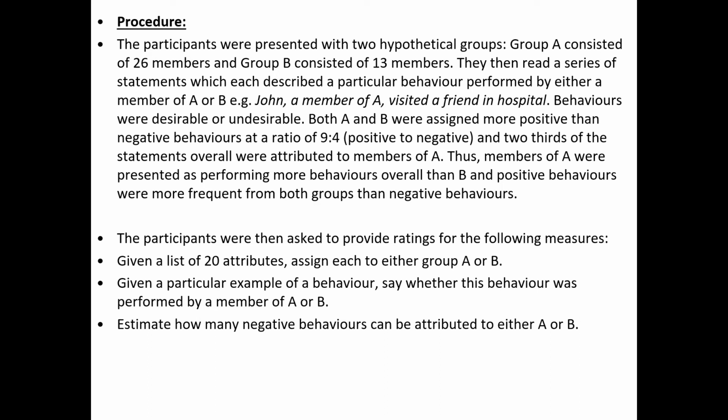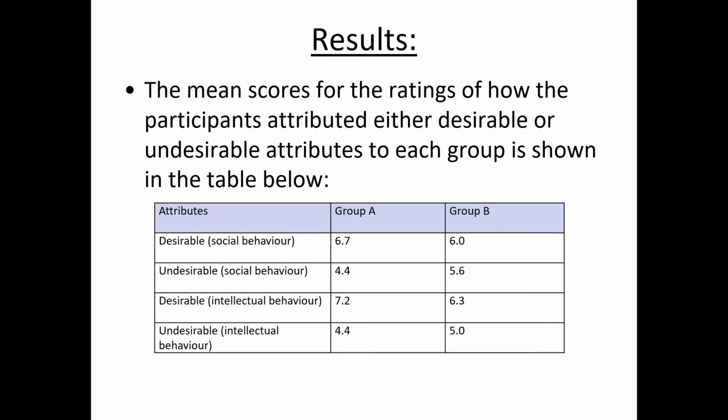So what they did was read through the descriptions of group A and B and what the members of the groups did. And then they had to rank or rate the members of A or B on 20 attributes, saying whether the behaviour was performed by a member of A or B, and estimate how many negative behaviours could be attributed to A or B. So the results were interesting because the participants attributed either desirable or undesirable attributes to each group, and you can see it here in this table.